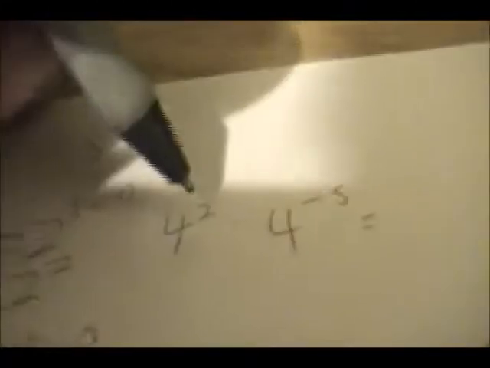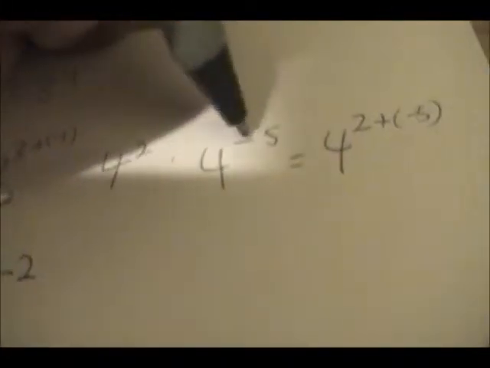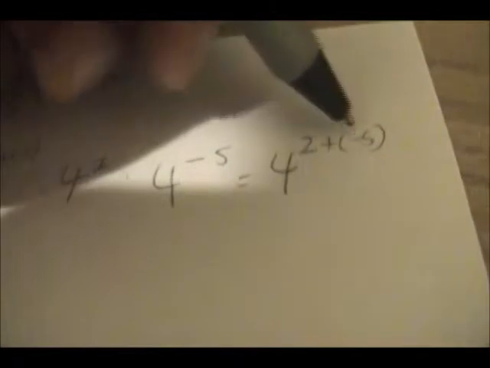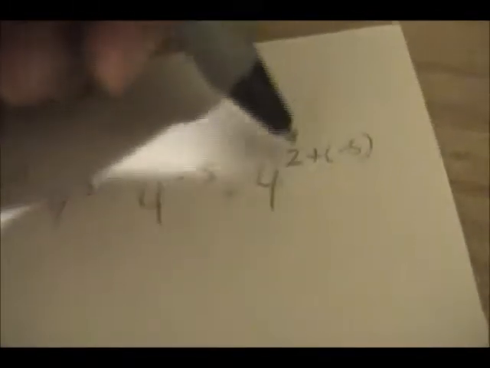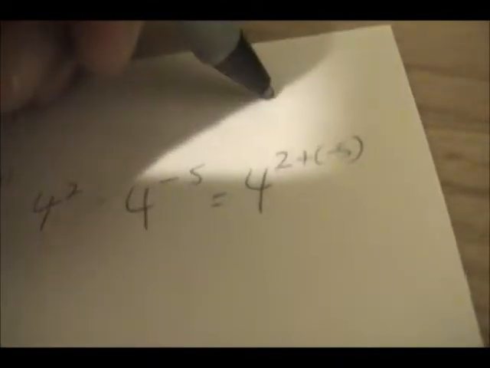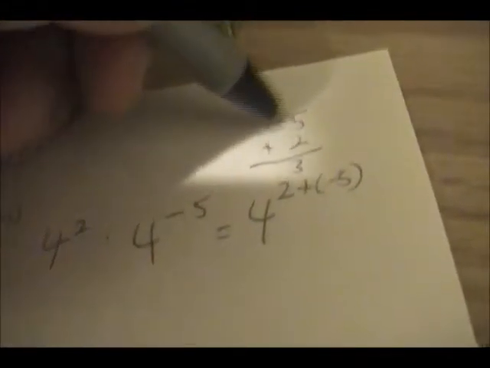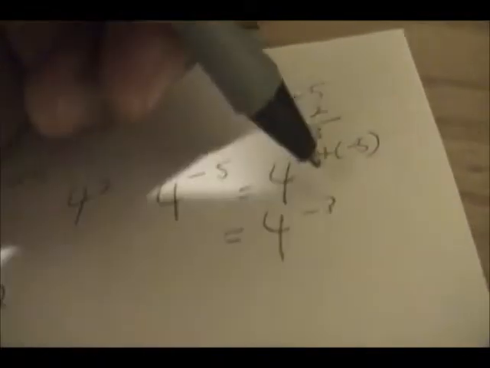Okay, let's do one more. So now we have 4 squared times 4 to the minus 5th. So that's going to be 4 to the 2nd power plus minus 5. Now again, integers, we have two opposite numbers, so we have a positive and we have a negative, and we're trying to add them together. We're going to do subtraction, right? So what's 2 plus negative 5? Well, that's like saying negative 5 plus 2, right? So 5 minus 2 is 3. Because the larger number is negative, this becomes negative 3. Alright, so it's equal to 4 to the negative 3rd power.